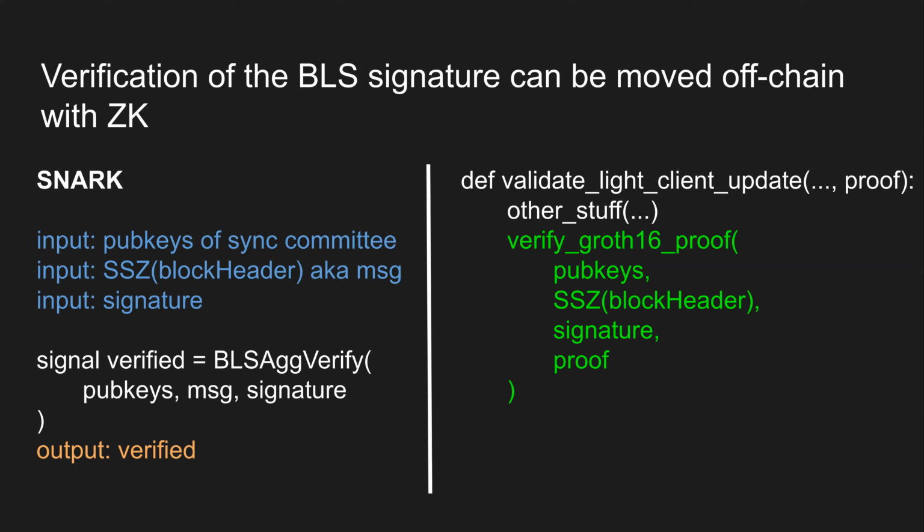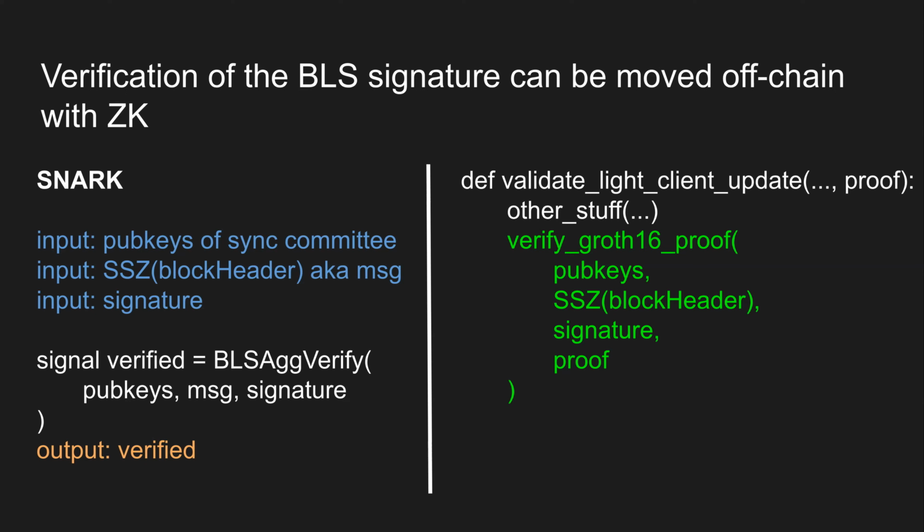The first input is just the public keys of the sync committee. Remember, John mentioned that you have the sync committee that rotates every 27 hours that has these public keys, and those are the ones signing the block header. ETH2 consensus uses a serialization format called SSZ. So another input is the serialization of the block header, which is the message the sync committee is signing in aggregate. And then the last input is the actual signature of the sync committee. In the snark, we're just verifying the BLS signature. So we're verifying that this aggregate signature of all these public keys with the signature and the message checks out. And then we just output whether or not it's valid.